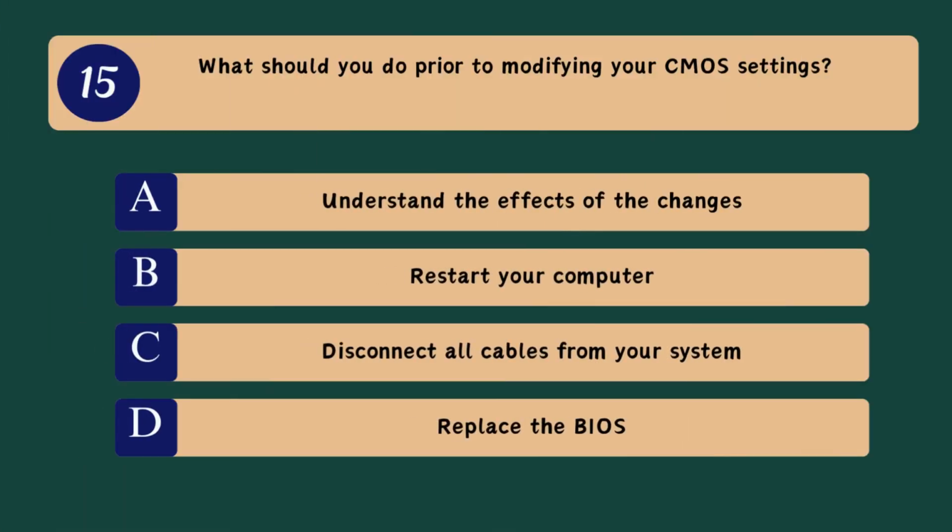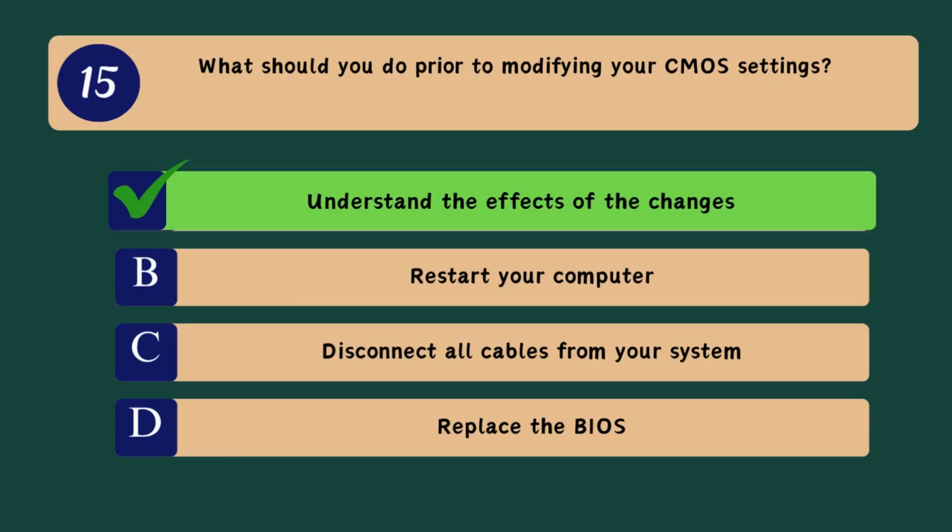Question 15. What should you do prior to modifying your CMOS settings? A. Understand the effects of the changes. B. Restart your computer. C. Disconnect all cables from your system. D. Replace the BIOS. Correct answer, A. Understand the effects of the changes.